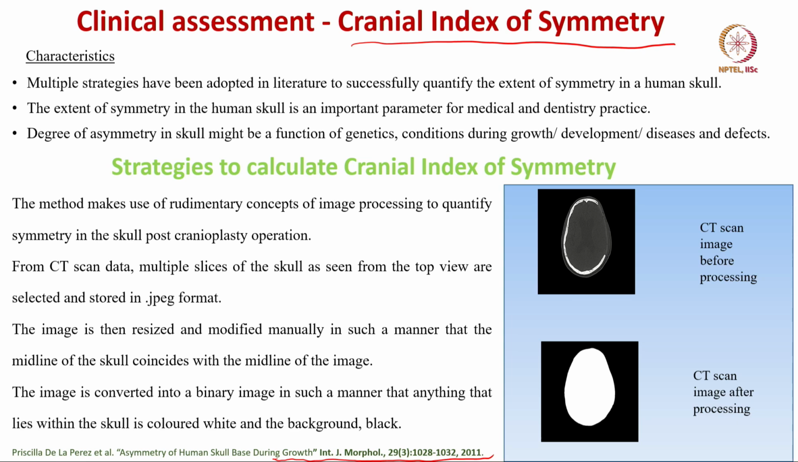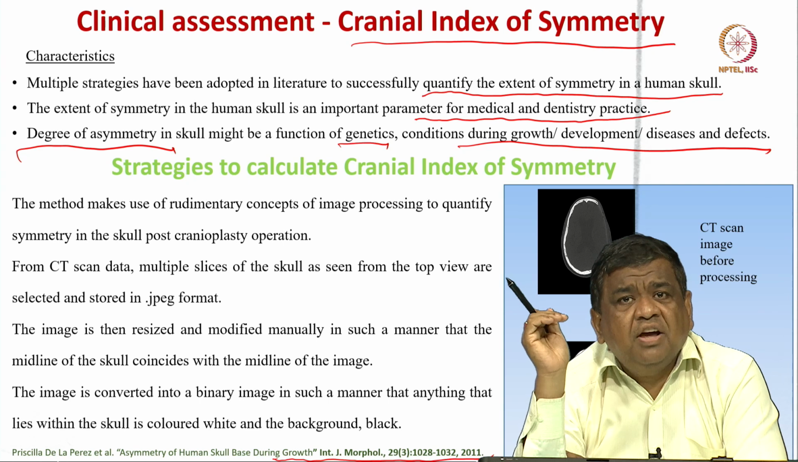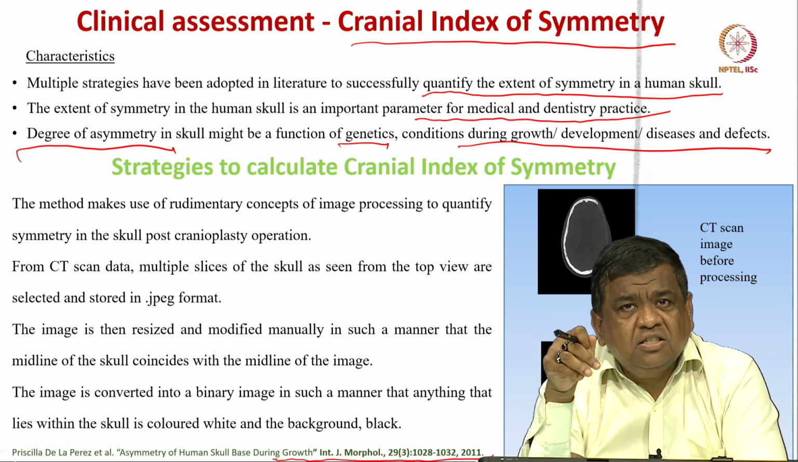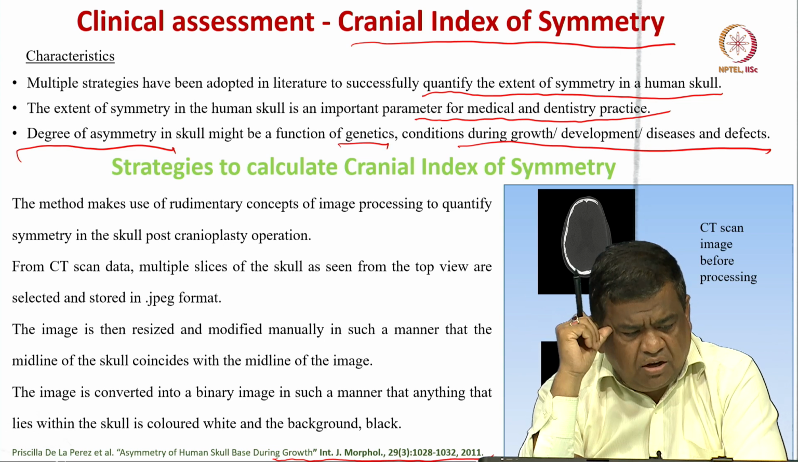So multiple strategies have been used to quantify the extent of symmetry in the human skull, and this is also used in medical and dentistry practice. And degree of asymmetry in skull might be a function of genetics, conditions during growth, development, disease and defects. So the degree of asymmetry, as I mentioned to you, the human skull is not perfectly symmetric, it is asymmetric, and this degree of asymmetry can be related to genetics or to the conditions during growth or development or diseases and defects.